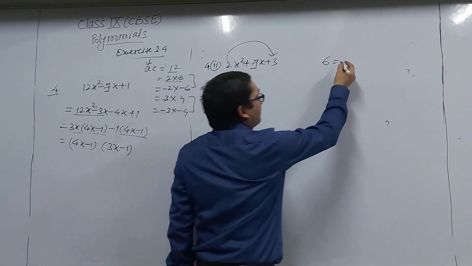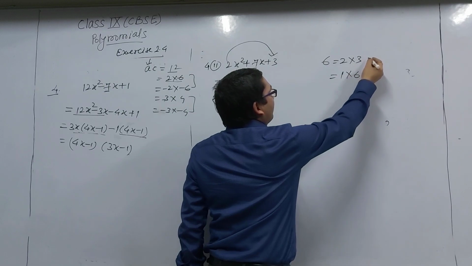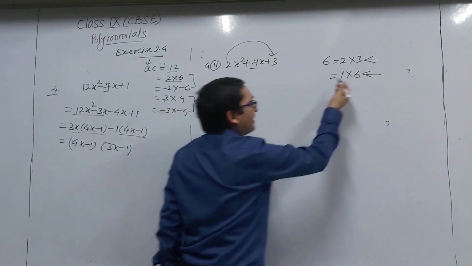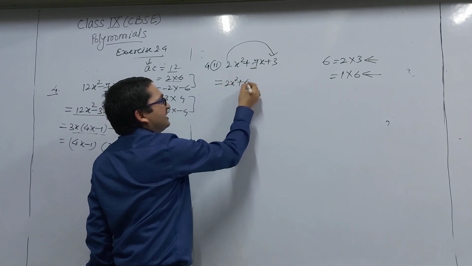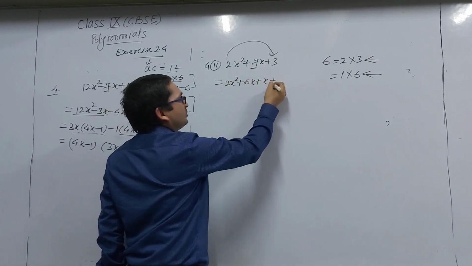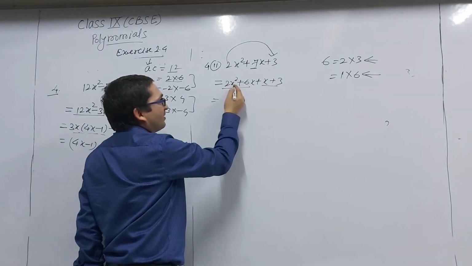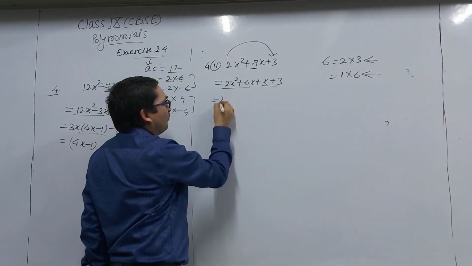How many? 2 into 3 possible, 1 into 6 possible. But the addition of these two factors is what? 5. The addition of these two factors is what? 7. We want 7 over here. So you can write 2x square plus 6x plus x plus 3. Now make the group of 2. We have total 4 terms over here. So make the group of 2. It will be 2x common over here.